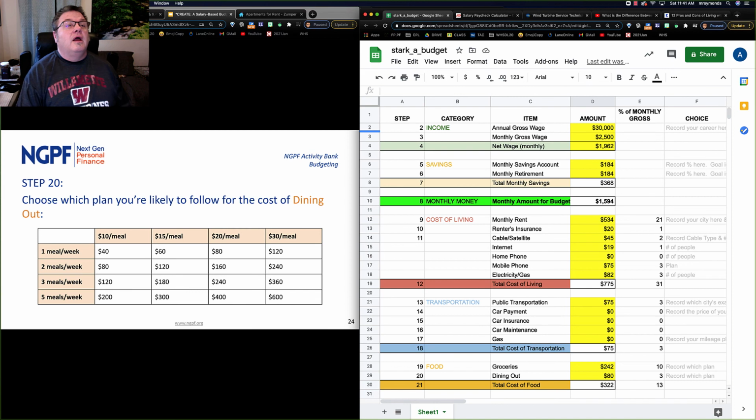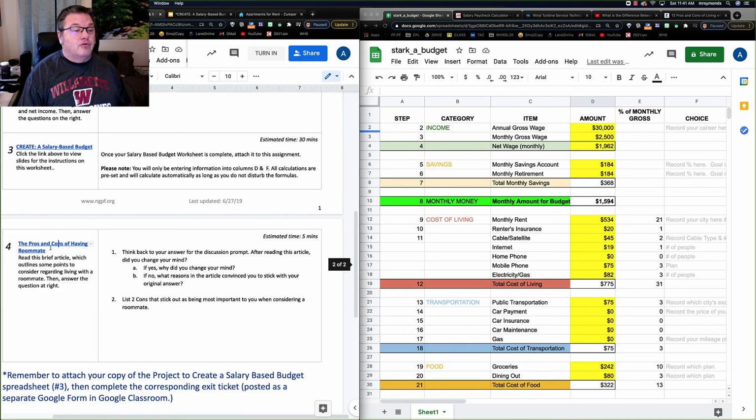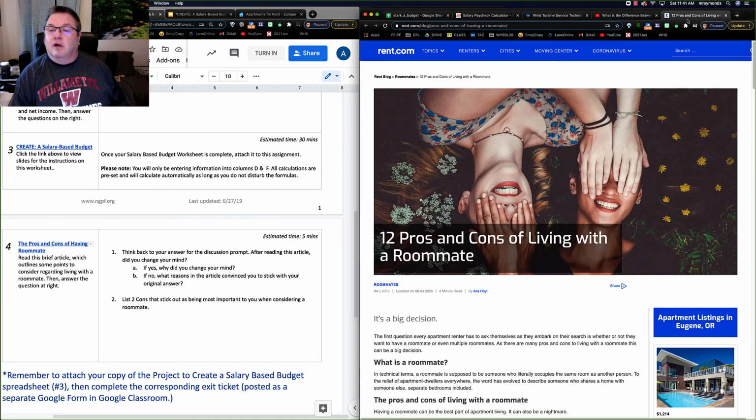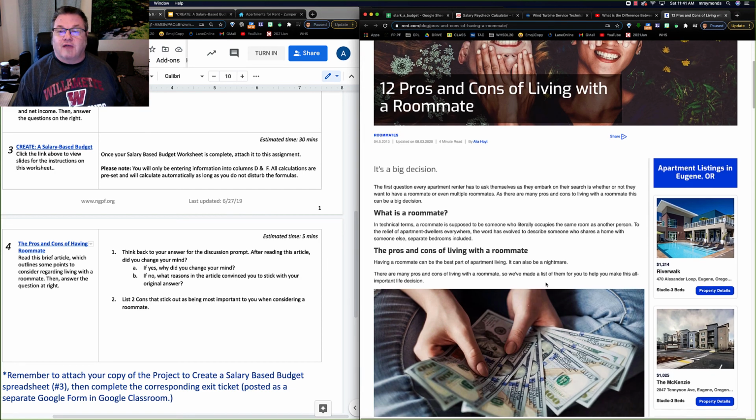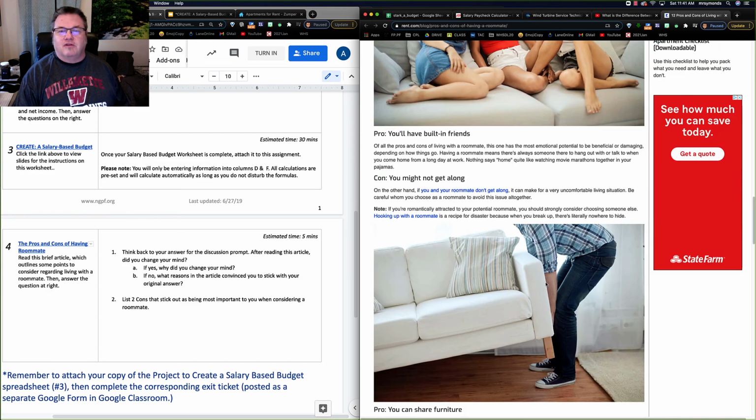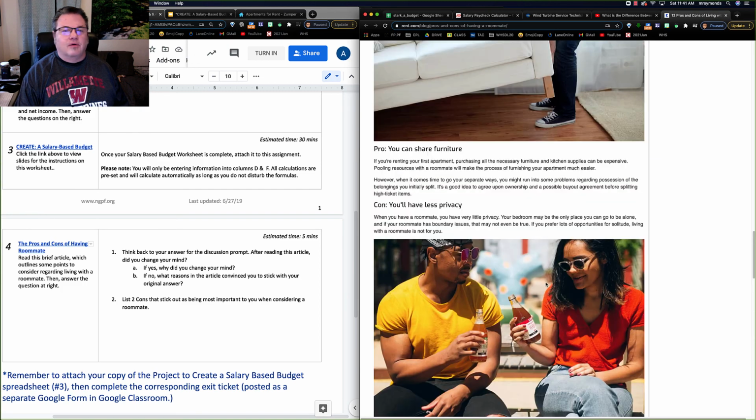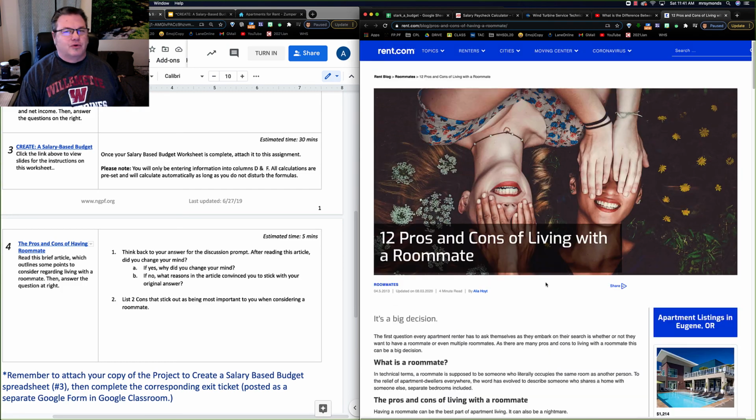Then you come back over to hear the pros and cons of having a roommate. There's just a quick article on the pros and cons of having roommates. You know that there's got to be pluses and minuses to this. Privacy, partying choices, all sorts of things come into play with the pros and cons of roommates. Another 5 minutes there, and you're done.